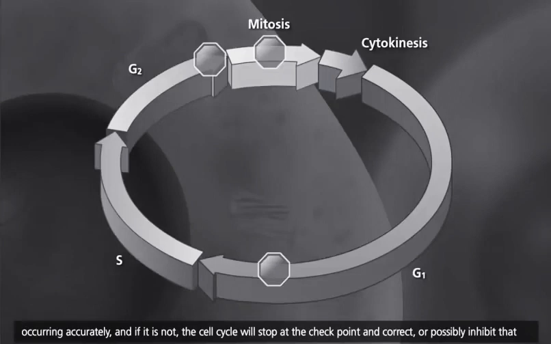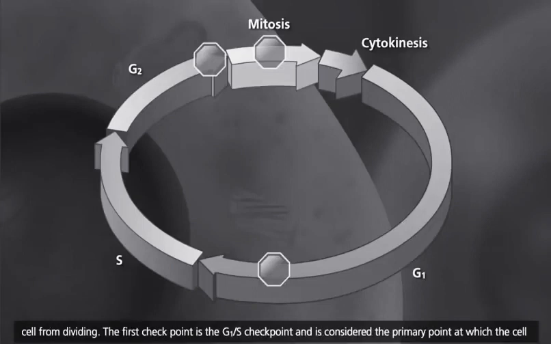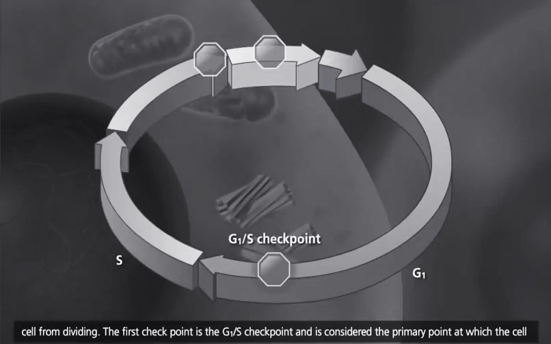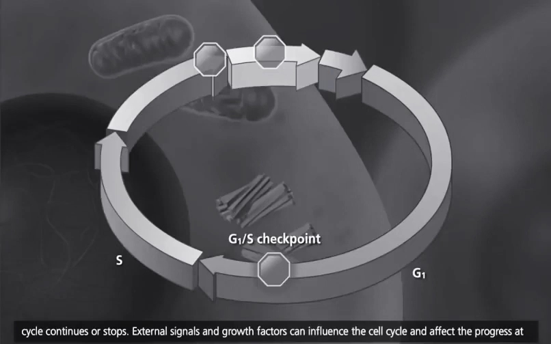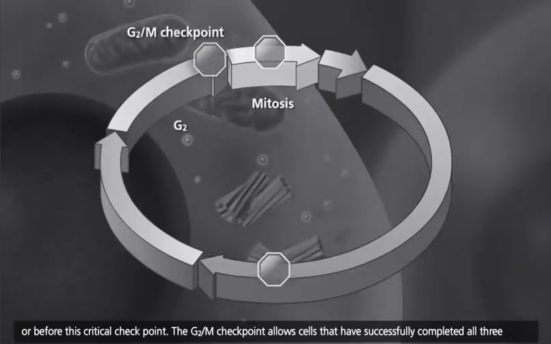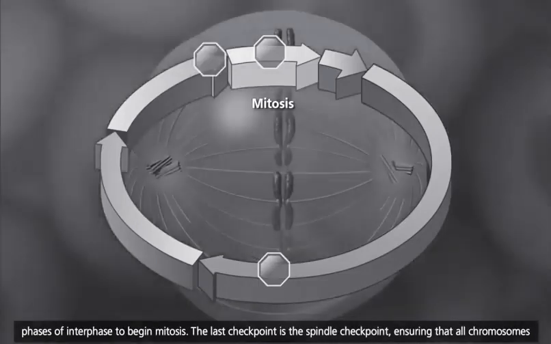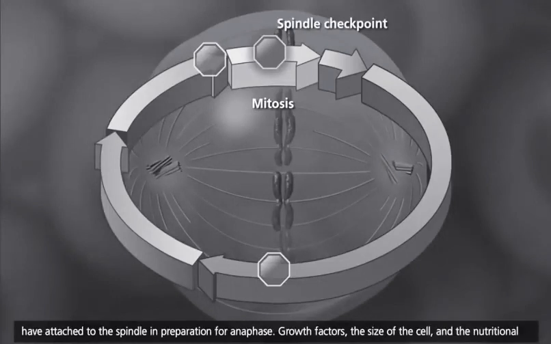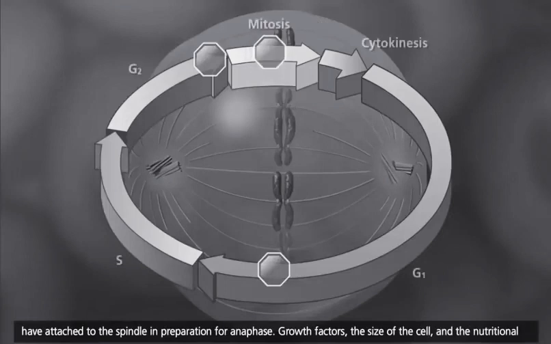During the cell cycle, certain checkpoints are encountered to make sure the process is occurring accurately. And if it is not, the cell cycle will stop at the checkpoint and correct, or possibly inhibit that cell from dividing. The first checkpoint is the G1S checkpoint and is considered the primary point at which the cell cycle continues or stops. External signals and growth factors can influence the cell cycle and affect the progress at or before this critical checkpoint. The G2M checkpoint allows cells that have successfully completed all 3 phases of interphase to begin mitosis. The last checkpoint is the spindle checkpoint, ensuring that all chromosomes have attached to the spindle in preparation for anaphase.